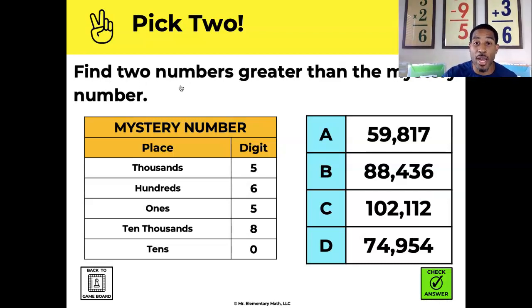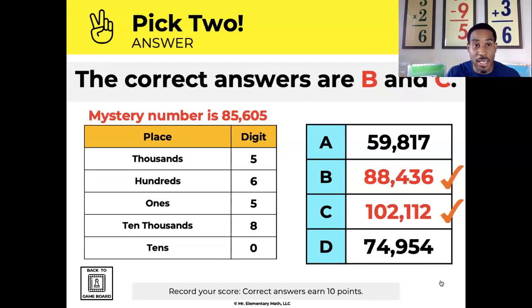Like I said, if she got the question right, she would get 10 points. If she did not, she would get no points for that. So the question reads, find two numbers greater than the mystery number. So let's see, we have to figure out the mystery number. So the mystery number looks like it's 85,605. All right, so I have to find two numbers that are greater than that number. So if Amy picked it, she would say B or C, and she would check her answer, and then she got it right.